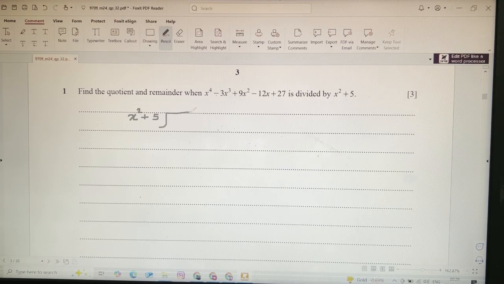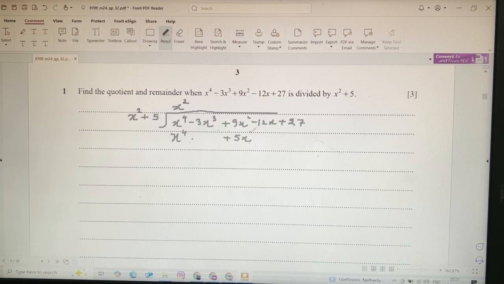We will divide the given polynomial x to the power 4 minus 3x cube plus 9x square minus 12x plus 27 by x square plus 5. So first of all, we need x square. So x square into x square will be x to the power 4 plus 5x square. So we should write like terms together. So I'm putting 5x square with 9x square. And then we'll subtract. So this will become minus, this will become minus, this will get cancelled.